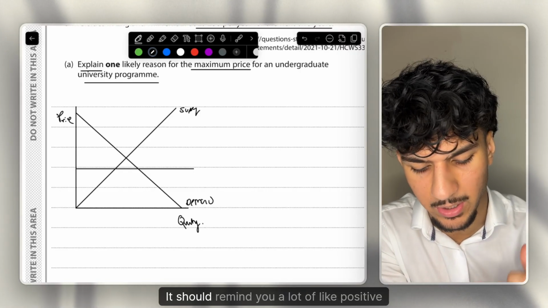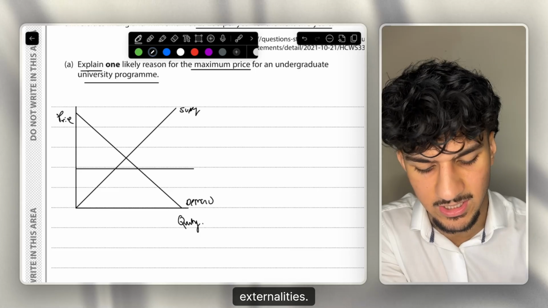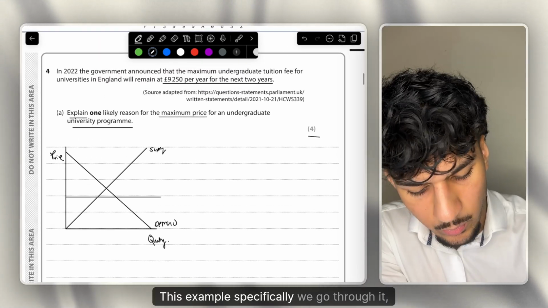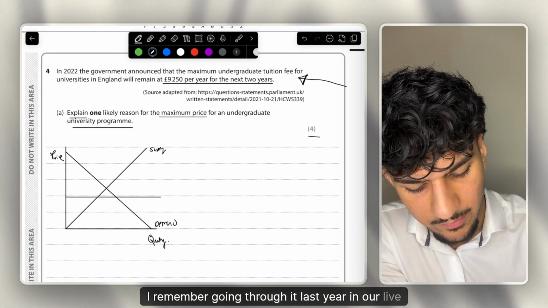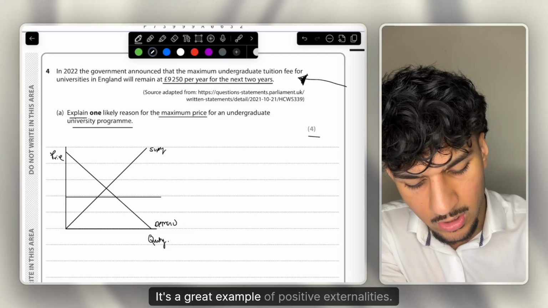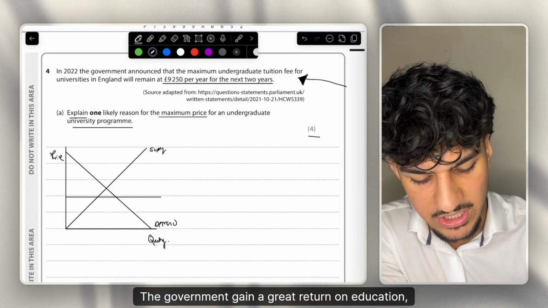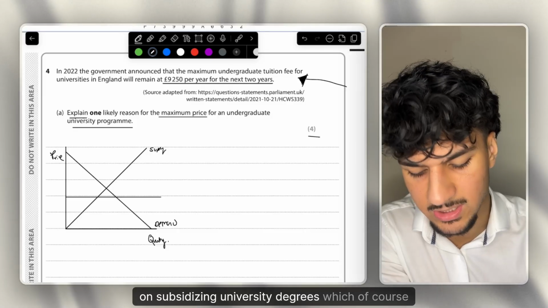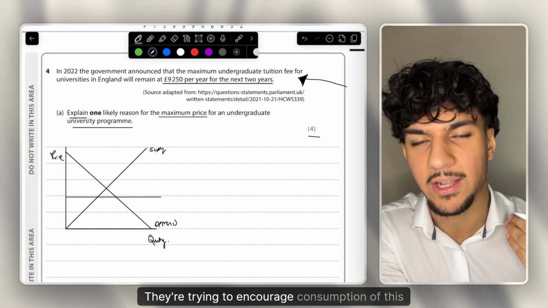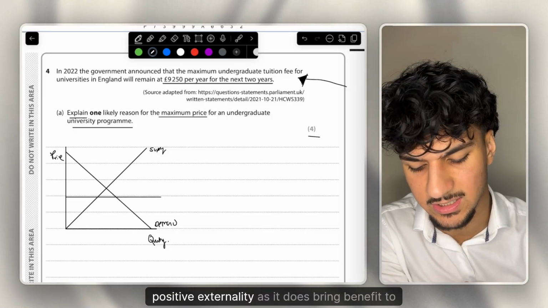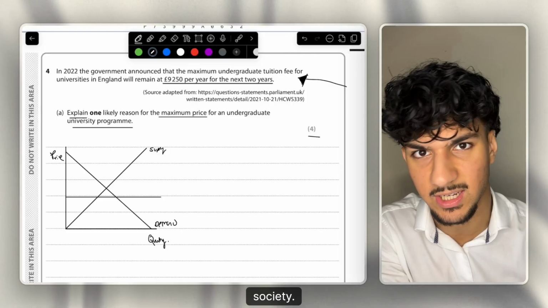Maximum prices should remind you a lot of positive externalities. This example specifically, we go through it. I remember going through it last year in our live classes. It's a great example of positive externalities. The government gain a great return on education, on subsidising university degrees, which is of course why they do it. They're trying to encourage consumption of this positive externality, as it does bring benefit to society as a whole.